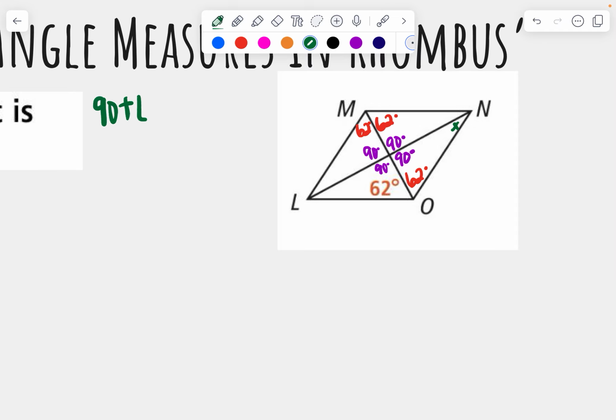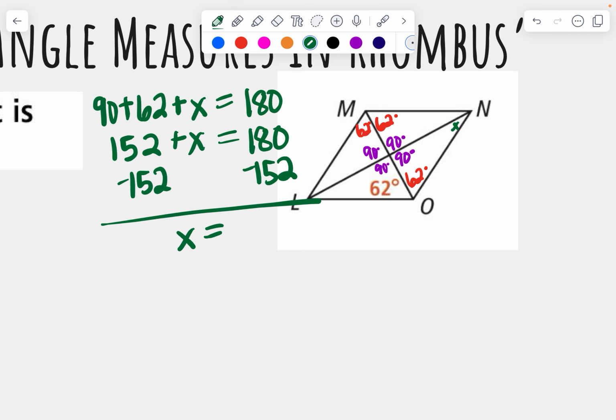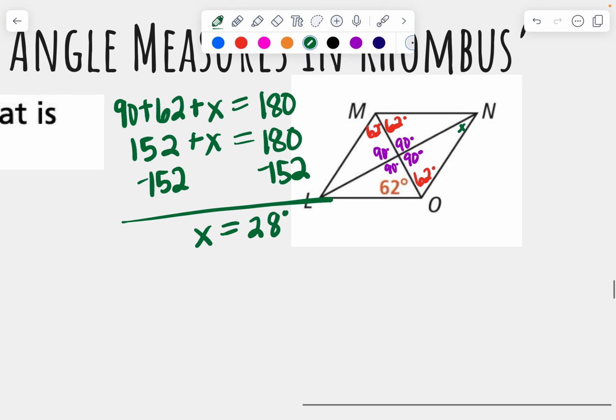I know 90 plus 62 plus x is 180. 90 and 62 is 152, plus x is 180. Take away 152, and I'll get that x is equal to 28 degrees.